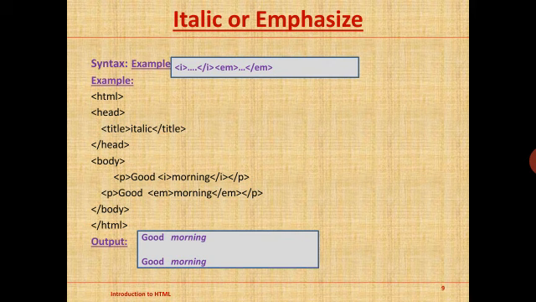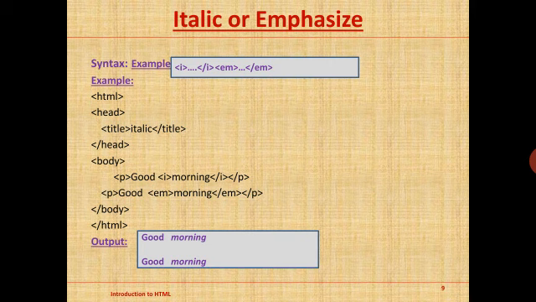Second option in text formatting is to make the text italic or emphasize. The I tag is used to italicize the text. The EM tag is used to emphasize the text with added semantic importance.